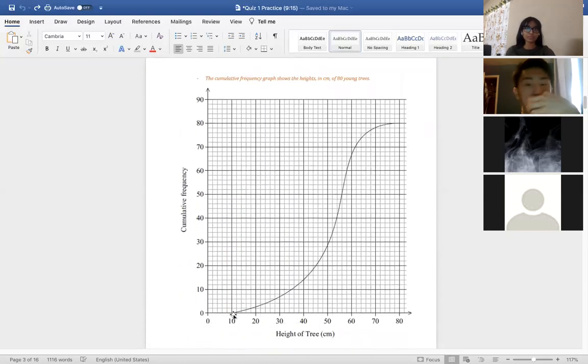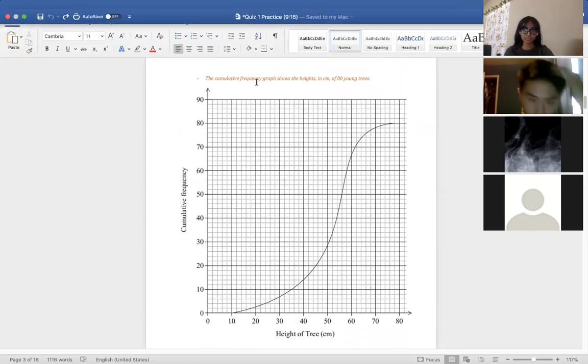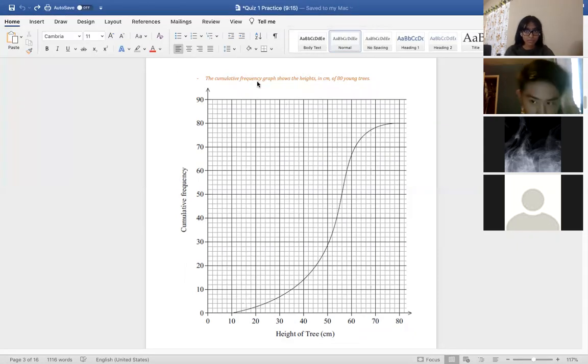The cumulative frequency graph shows the heights in centimeters of 80 young trees. If the highest cumulative frequency was an odd number, wouldn't we add 1 to it? Yeah, we add 1 to it because it makes it easy. But I feel like she wouldn't do that when we answer it. If she wants a straight defined answer, she would leave it as even values. But yes, if it was an odd number, you would add 1 to it in the formula.